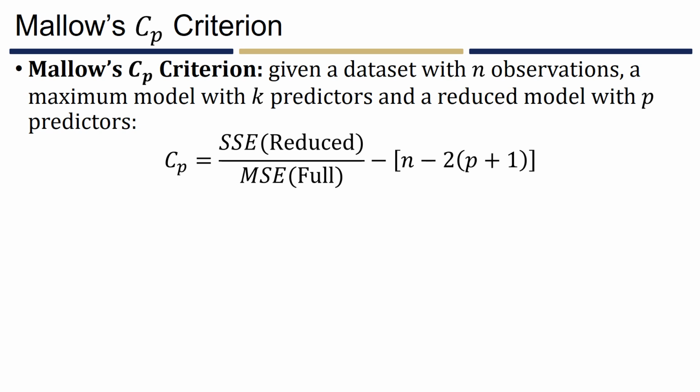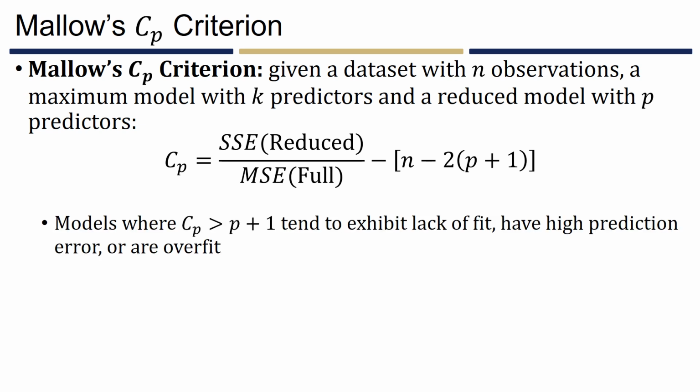One other metric that we can use in order to decide upon a final model is called Mallows' Cp Criterion. Now, Mallows' Cp Criterion basically takes your maximum model and compares it against all of your different candidates for what the final model could be. We're going to consider these our reduced models. Now, in order to calculate Mallows' Cp, we take the sums of squares due to the error for the reduced model, divide by the MSE for the full or maximum model, and then from that we subtract off the quantity n, which is the number of observations in the data, minus twice the number of predictors in your reduced model plus 1.